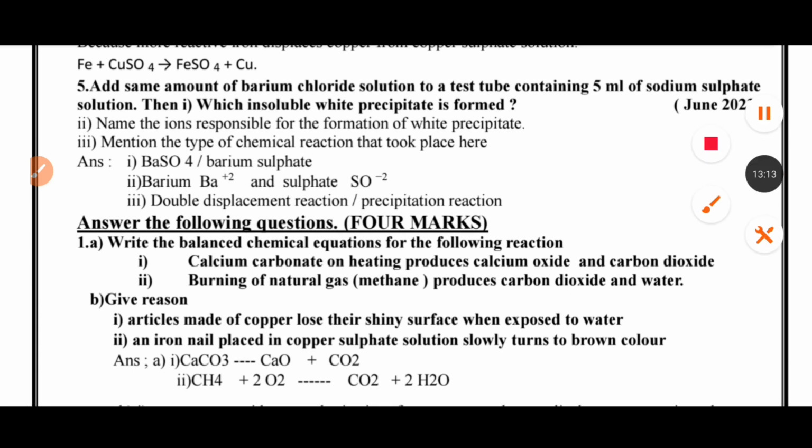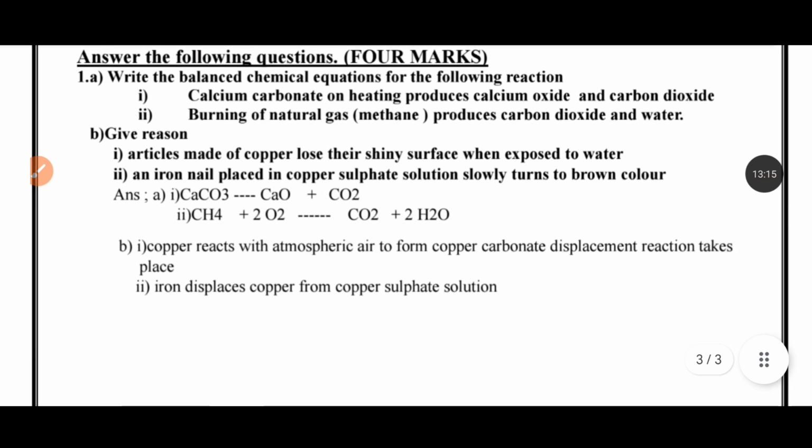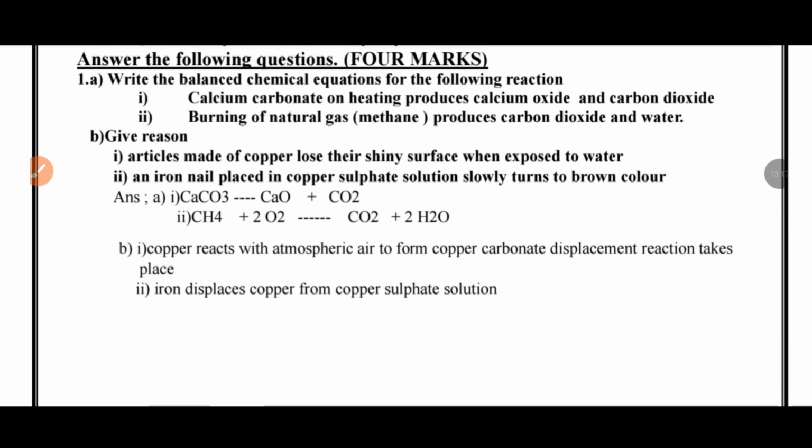So next one, answer the following questions for 4 marks. Write the balanced chemical equation for the following reactions. Calcium carbonate on heating produces calcium oxide and carbon dioxide. Burning of natural gas produces carbon dioxide and water. And the second one is give reason. Articles made of copper lose their shiny surface when exposed to moist air. An iron nail placed in copper sulfate solution slowly turns brown in color.